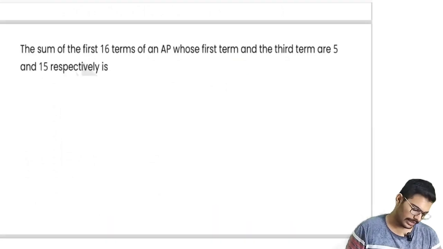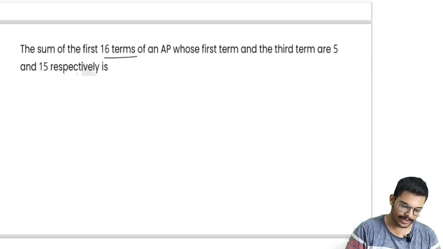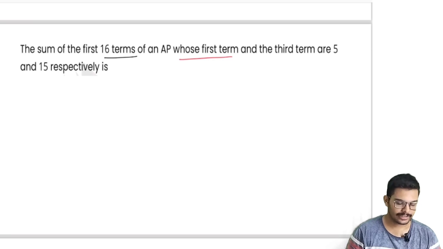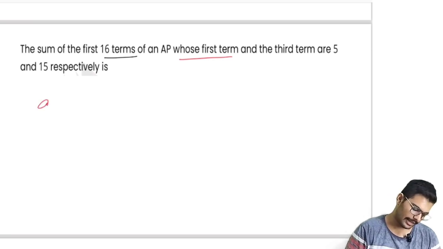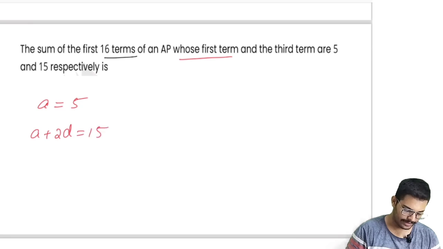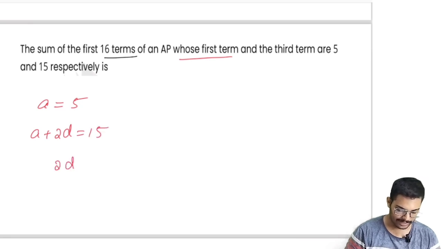Let us solve this question. The sum of 16 terms of an AP whose first and third terms are 5 and 15 respectively. This question is very simple. First term a is 5 and third term is a plus 2d equal to 15. When you subtract, you will get 2d equal to 10, so d equals 5.